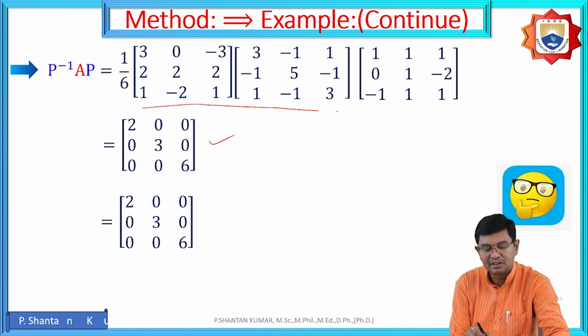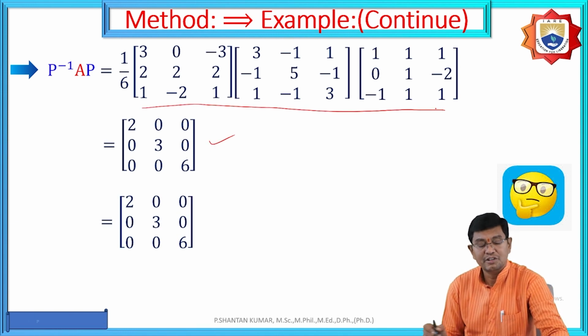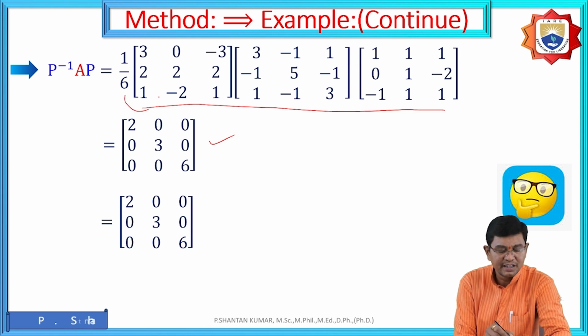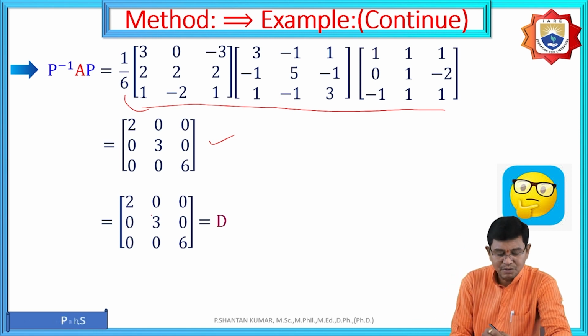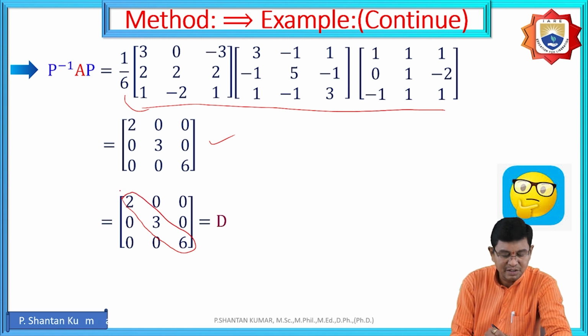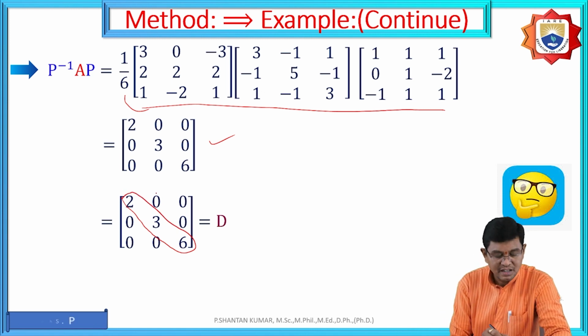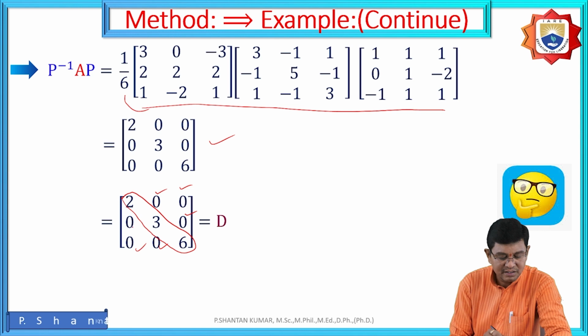After multiplying these three matrices, we obtain the result, and after dividing that by 6 also, we clearly get 2, 0, 0, 0, 3, 0, 0, 0, 6. And here we observe that the product P inverse into AP gives us the D matrix.